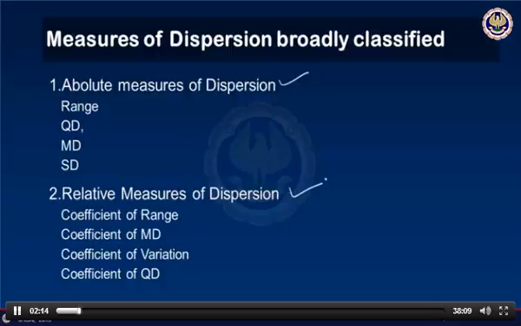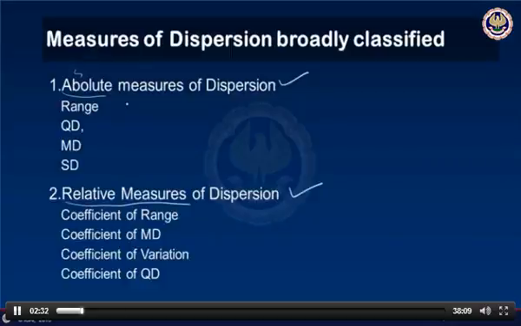Measures of dispersion are classified in two ways: the absolute measures of dispersion and the relative measures of dispersion. Absolute measures of dispersion are classified into range, quartile deviation, mean deviation, and standard deviation. Whereas relative measures of dispersion are the coefficient of range, coefficient of mean deviation, coefficient of variation, and coefficient of quartile deviation.